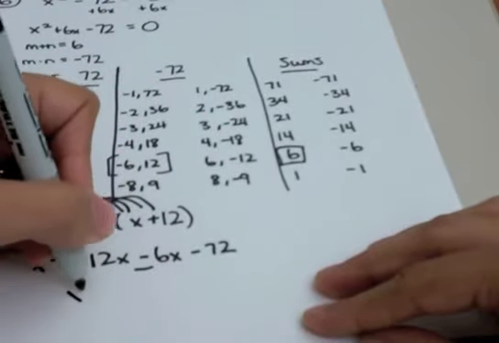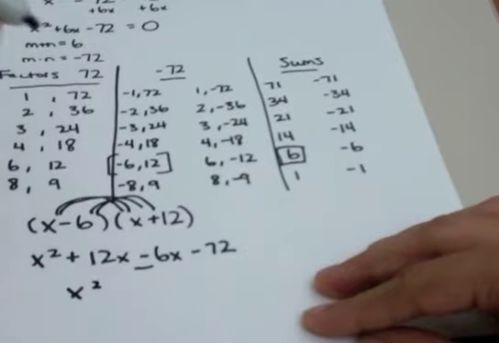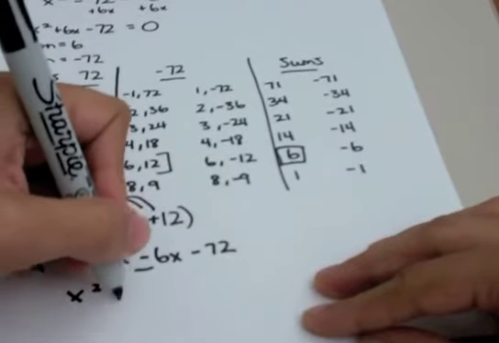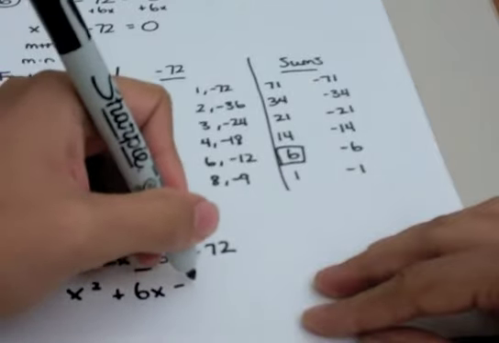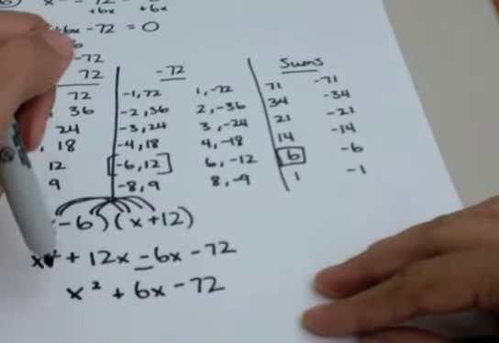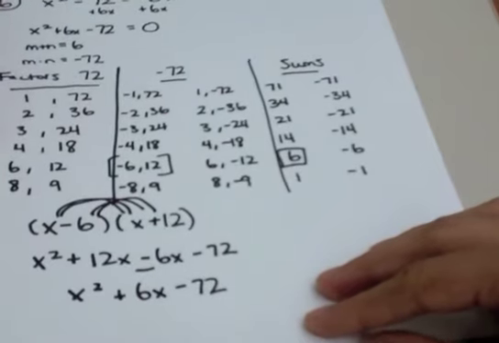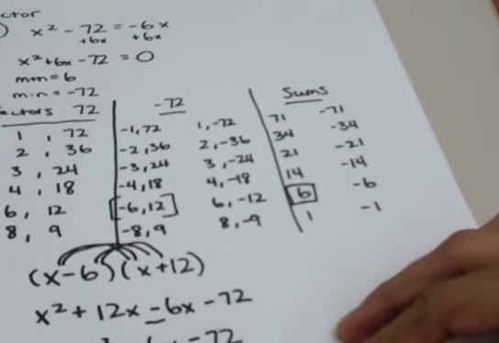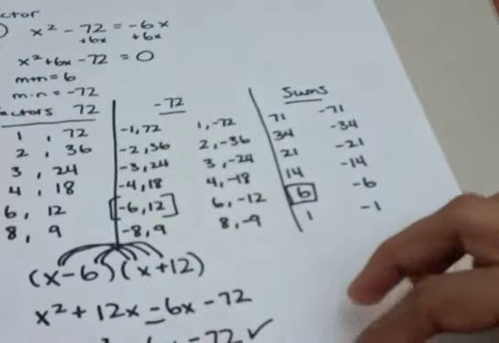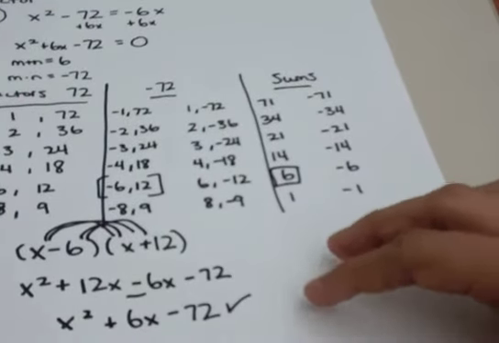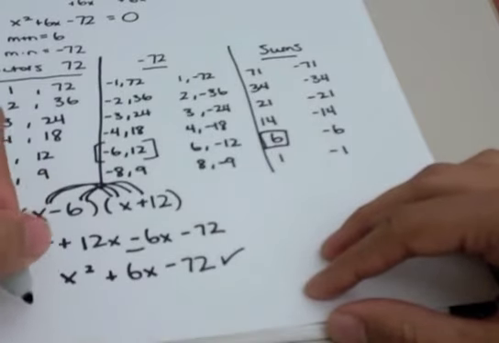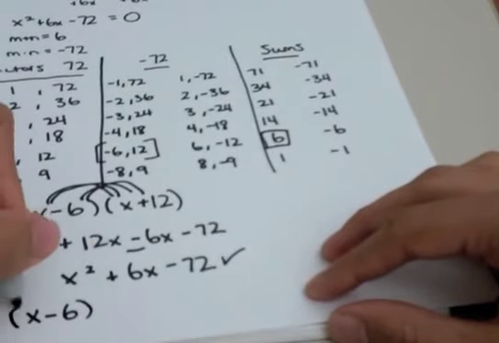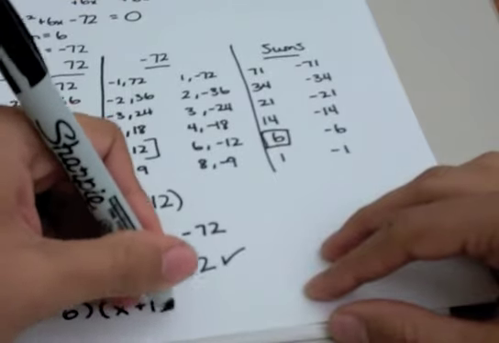Combine our like terms, and we're going to get x squared plus 6x minus 72. And while this doesn't correspond to our initial problem that we were given up here, it does correspond to the problem we got once we algebraically made the right side of the equation equivalent to 0. So that works. That's your final answer. Your final answer then will be written as x minus 6, x plus 12.